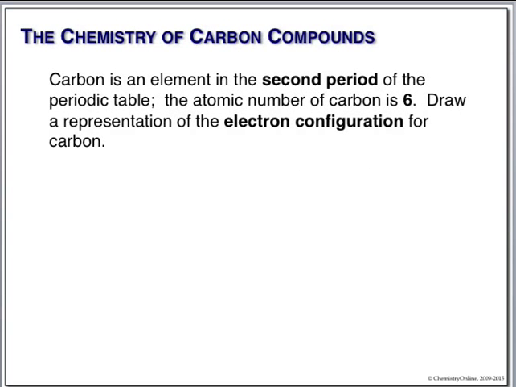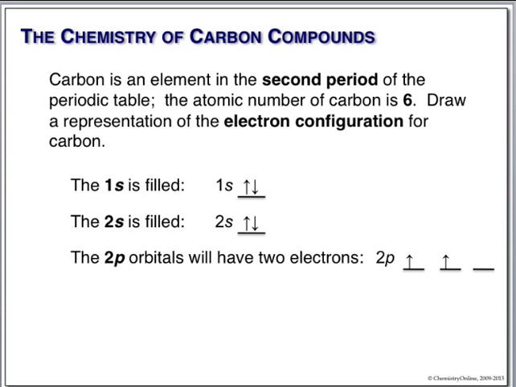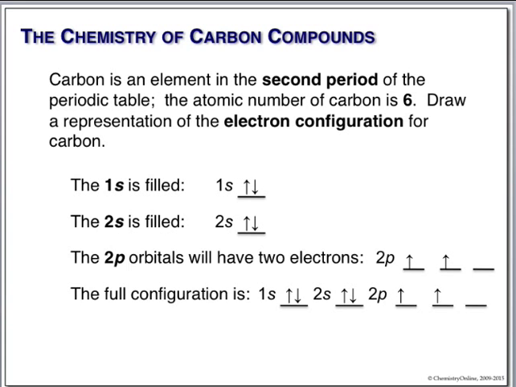Now we know that carbon is in the second period. Atomic number is 6. Because it's in the second period over here on the periodic table, that means that the 1s, the first level, is totally full. We have 2 electrons in there. The 2s is also filled. And we have a total of 4 electrons in our second level. So these must be placed singly in the p orbitals. Our total configuration looks like this, or 1s2, 2s2, and 2p2.